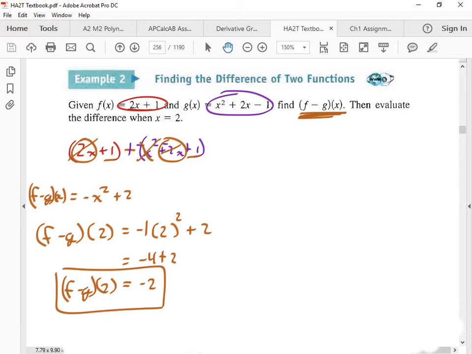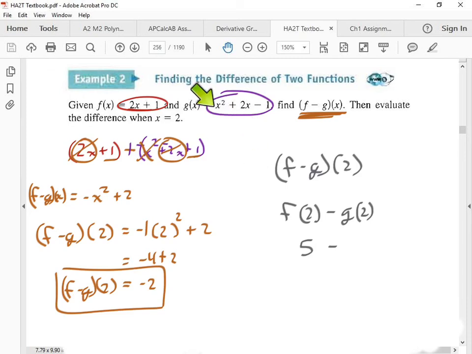I told you there's another way to do this, so I'm going to tell you how to do that right now. If a problem asks you to find this, you could plug 2 into each of these functions and then subtract your answers. We could write it like this: f of 2 minus g of 2. All right, so let's do this in our head. What do we get if we plug 2 into this? What is 2 times 2, plus 1? Five. All right, let's do this one. We have 2 squared, which is 4. 2 times 2, which is 4. So we have 4 plus 4, which is 8. 8 minus 1? 7. 5 minus 7, what do we get? Negative 2.